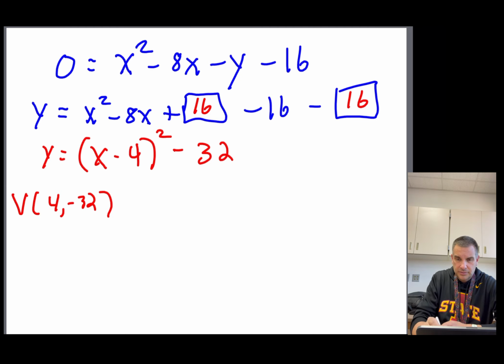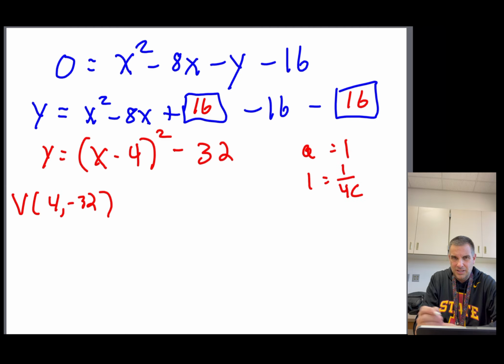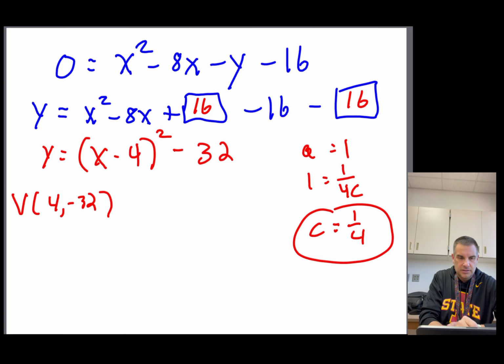Our a value is equal to 1. So 1 equals 1 over 4c. We've already done this one. So c is equal to 1/4. So we need that c value to find our focus.